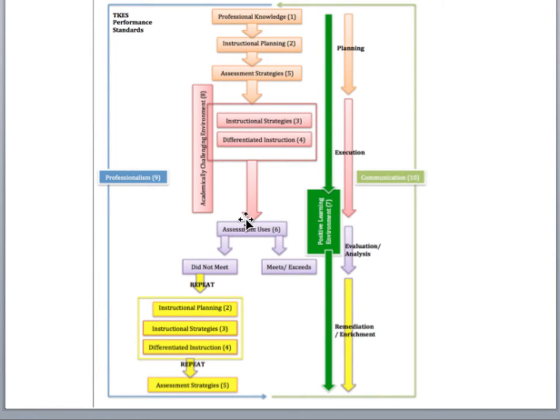In Standard 6, we're going to assess the kids. And once we assess them, we'll find out one of 2 things. Did they meet or exceed our expectations for mastery of that unit of instruction? If so, fantastic. High fives all the way around. Let's take that back to the beginning of professional knowledge in our next unit of study. But if the assessment shows the students did not meet the expected level of performance, we go right back to steps 2, 3, and 4, and then we assess them again.